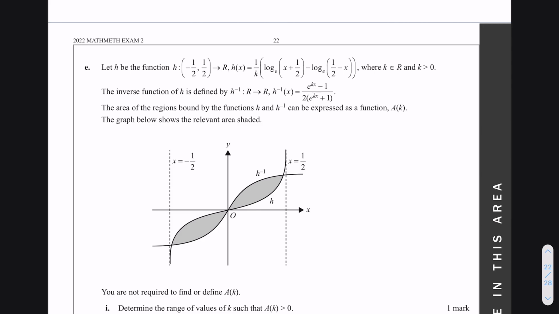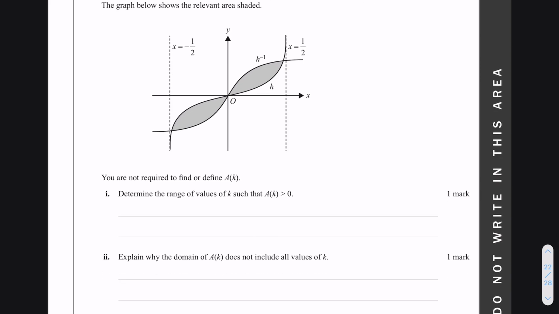The area of the regions bound by the functions h and h inverse can be expressed as a function A of k. The graph below shows the relevant area shaded. You are not required to find or define A of k. Determine the range of values of k such that A of k is greater than 0. So if A of k is greater than 0, that means we have a bounded area.